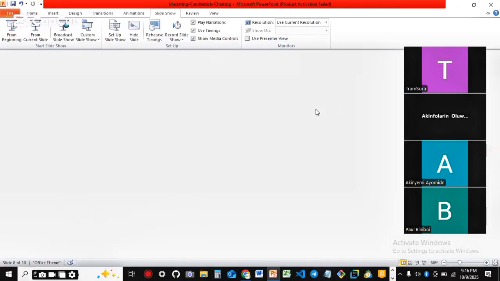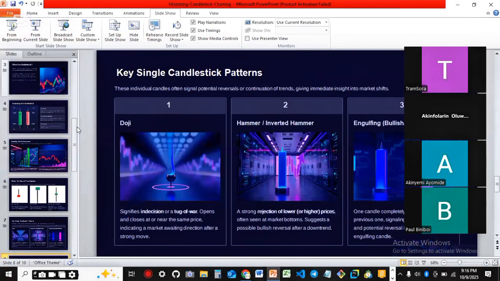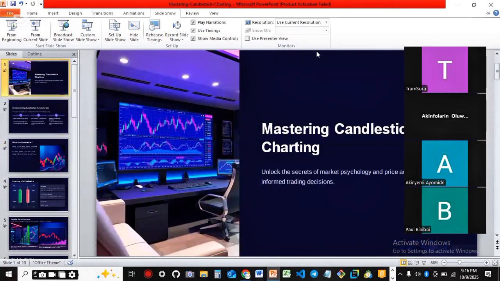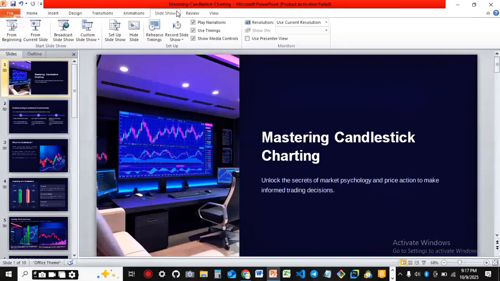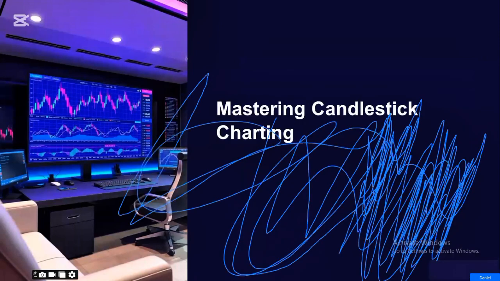Yesterday we did an introduction to forex or trading, whatever you call it. Based on our table of contents, we talked about introduction to trading. That was yesterday. So today we'll be talking about candlesticks.